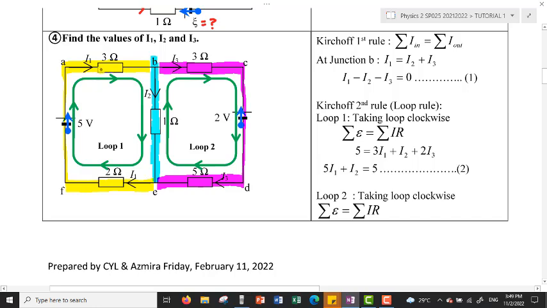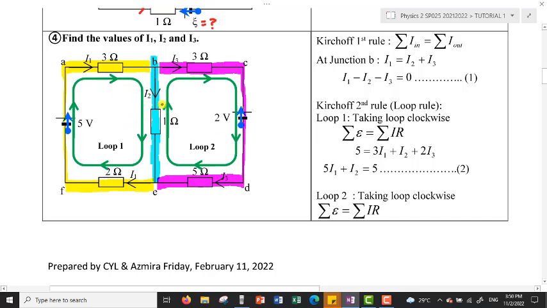So I consider the circuit loop on the left hand side. I denote it as loop 1. I'm going to travel the loop clockwise. So the summation of EMF is equal to the summation of IR. Considering loop 1, if we compare the EMF of 5 volt, we find that its direction is the same as the direction we travel in the loop. So we give the 5 volt a positive sign. So we have 5 volt.